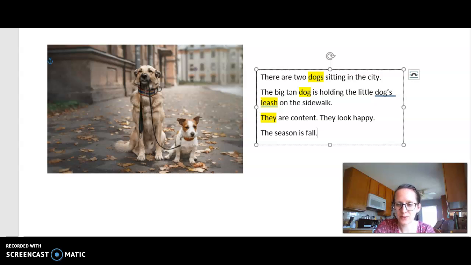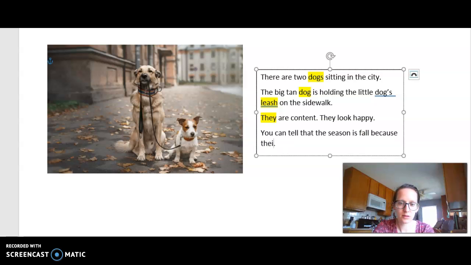And then how do you know that? If you look at the picture, what tells you that it's fall? I see the leaves on the ground, right? Does that kind of tell you that it's probably fall? So I'm going to put the season is fall. Or you could say, let's go back to the front. You can tell that the season is fall because there are leaves on the ground. So that made that sentence a lot better. You don't have to make them quite that long, but those are some ways you can make sentences better.